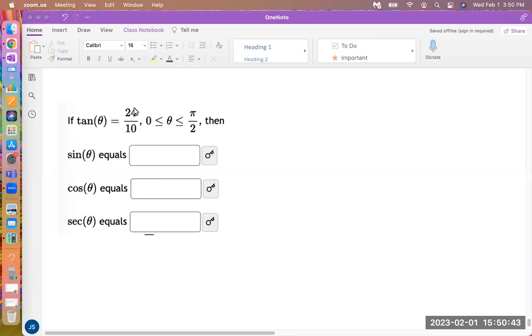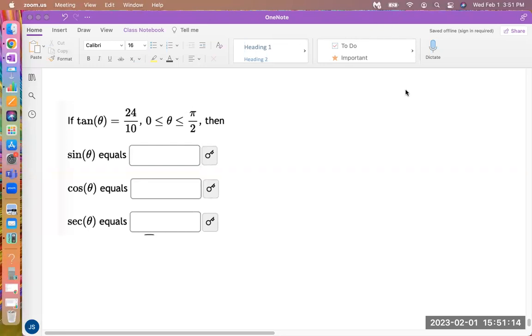If tangent theta is equal to 24 over 10, and theta is between 0 and pi over 2, then find sine, cosine, and secant of these angles. So the first thing I usually do when I want to find sine, cosine, and secant is I try to draw a triangle. All of the trig identities are coming from a triangle. So I try to look at the information that I'm given and see, can I draw a triangle?